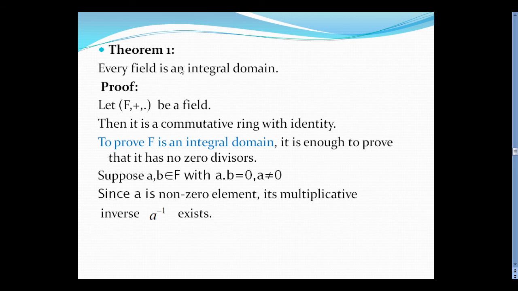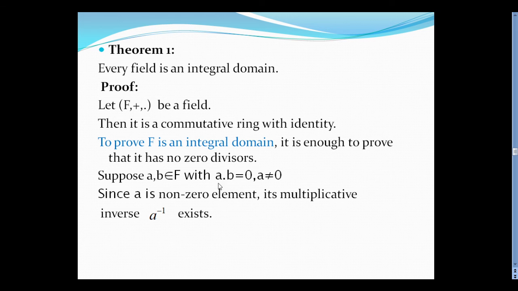Theorem 1. We want to prove every field is an integral domain. So let F under addition and dot product be a field. Then it is a commutative ring with identity. Now to prove F is an integral domain, it is enough to prove it has no zero divisors. That is the definition of an integral domain. So suppose a, b belong to F with a into b equal to 0, where a is not equal to 0. Since a is a non-zero element, its multiplicative inverse a inverse exists.